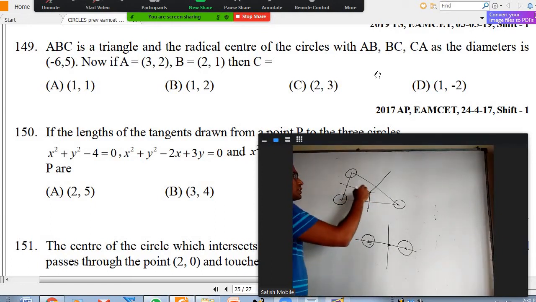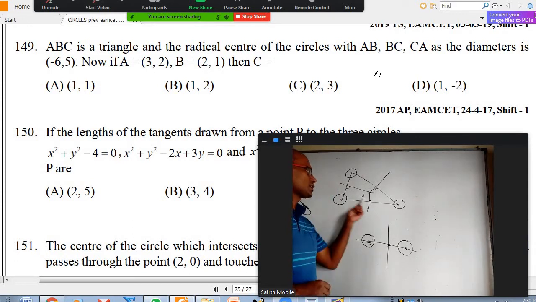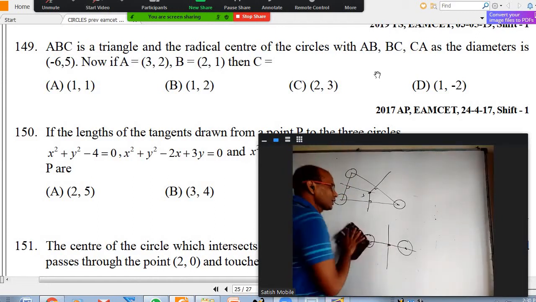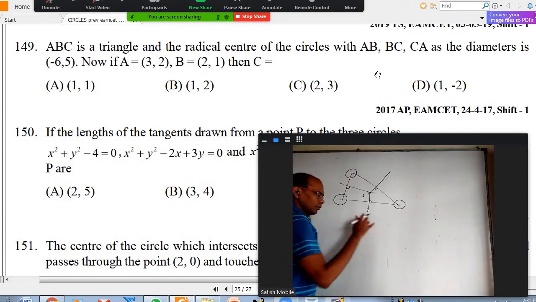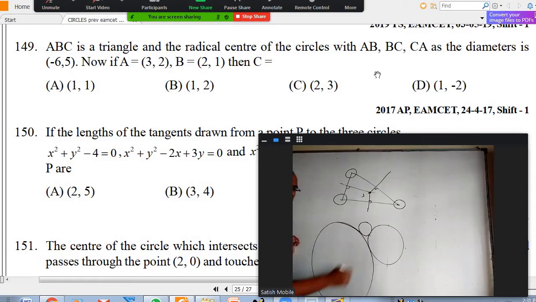Now this point is actually the intersection of the three perpendicular bisectors. So obviously it is the circumcenter. So whenever three circles have the same radius, the radical center of the three circles is nothing but the circumcenter of the triangle with centers as vertices. What if they are touching externally? One is like this, one is like this, and one is like this. Okay, three different radii, but they are touching externally.